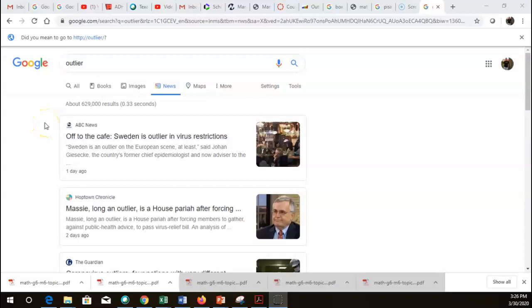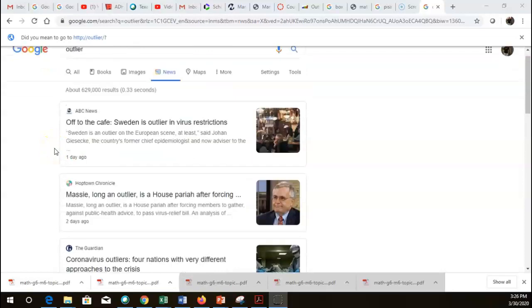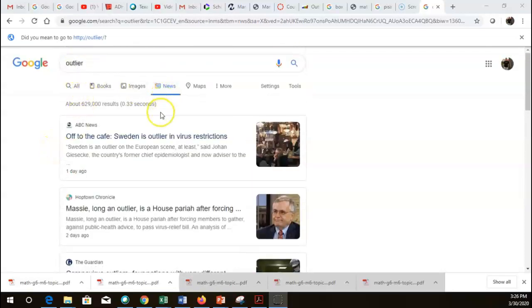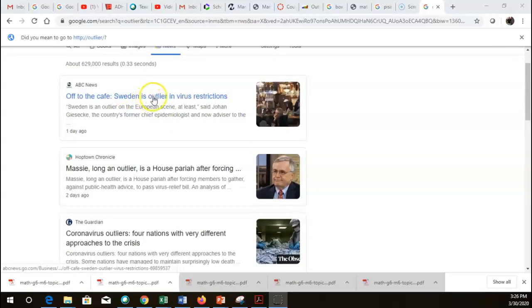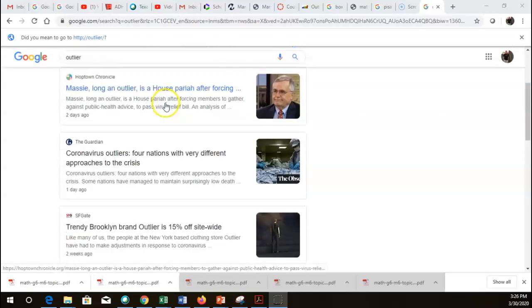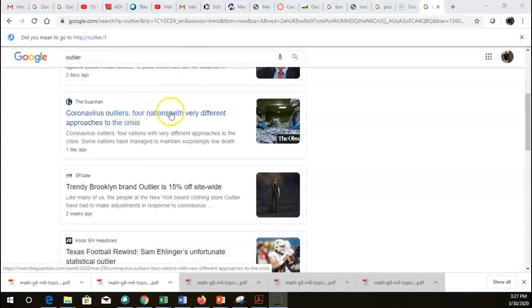So when we look at data, we will often look at things and say, well, there's an outlier. And often in everyday language, that term is used to mean something, but what does it really mean? For example, I just did a Google search of outlier, looked at the news. Sweden is an outlier in virus restrictions. 4 nations with very different approaches to the crisis.